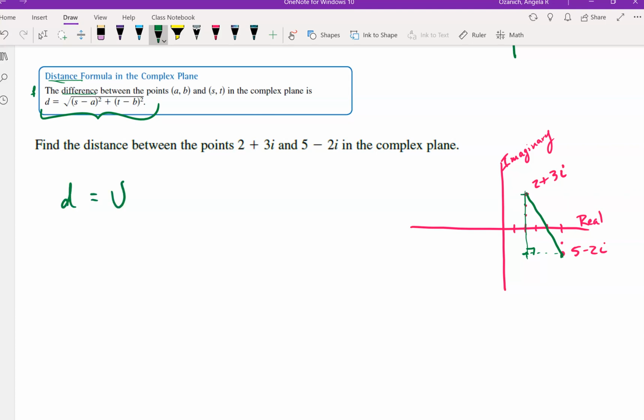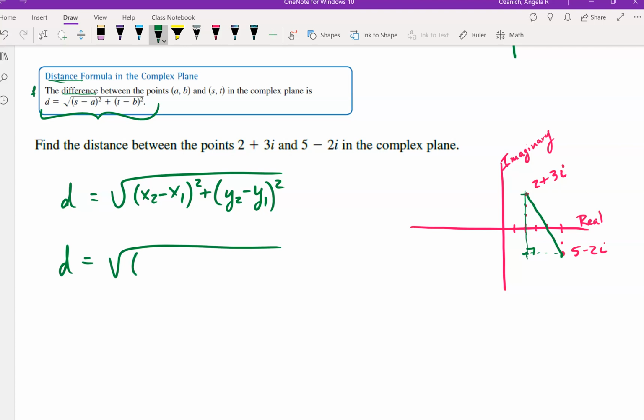You might remember from geometry or wherever you learned the distance formula that you can subtract your x values and square it, and subtract your y values and square it. The distance formula on the complex plane is exactly the same, just this time we are subtracting our real components, and then we are subtracting our imaginary coefficients here. So let's see what this is going to look like with some actual numbers.